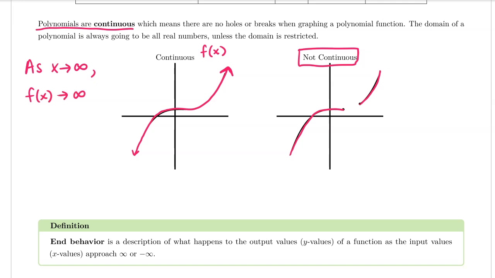And then we also want to see what happens to the left. So let's say I'm plugging numbers into my function that are going towards negative infinity. Then another statement we can make is as x approaches negative infinity, f of x also approaches negative infinity. Now, end behavior is going to vary for different polynomials. Let's see some more examples.